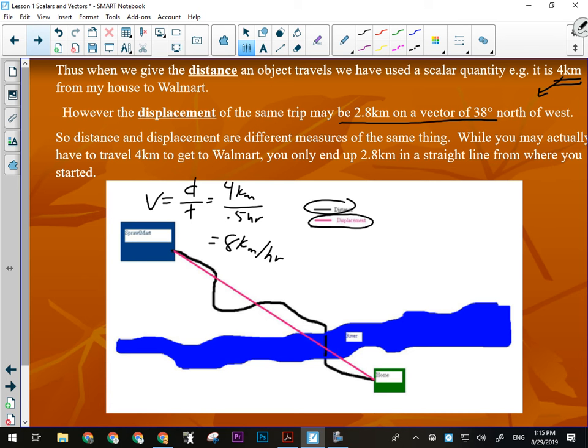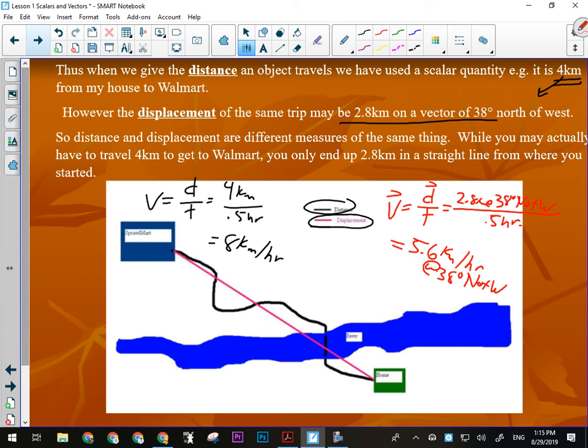My velocity is going to be a different number, because velocity is a vector quantity. It's displacement over time. And we said that my displacement was 2.8 kilometers at 38 degrees north of west. That's north of west, right? That took me half an hour. So my velocity is 5.6 kilometers per hour at 38 degrees north of west.